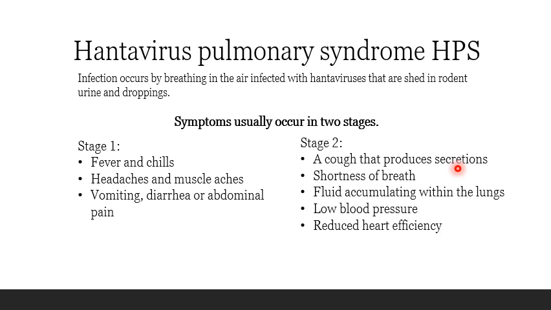So it develops in 2 stages, and the first stage really looks like the common flu. It gives fevers and chills, headaches and muscle aches, vomiting, diarrhea, or abdominal pain. And then after about a week to 10 days, stage 2 starts happening, which is a cough that produces secretions, shortness of breath, and fluid starts accumulating in your lungs, which is very, very unpleasant.